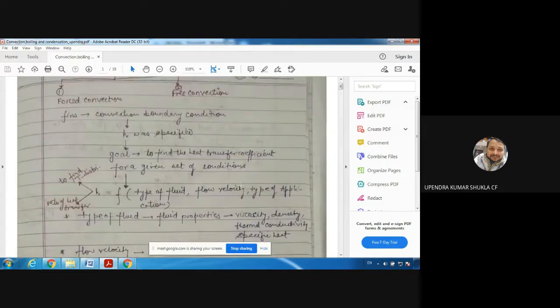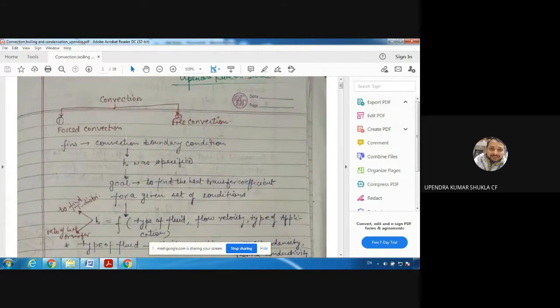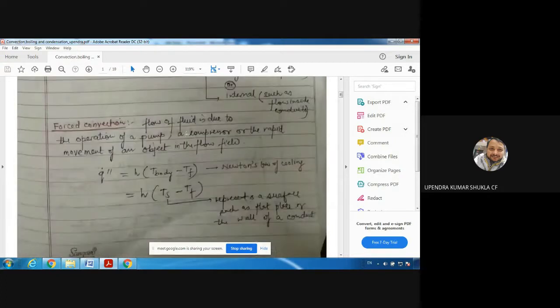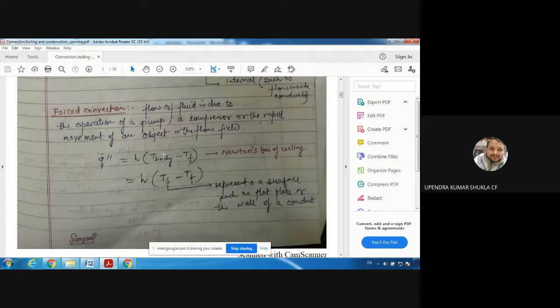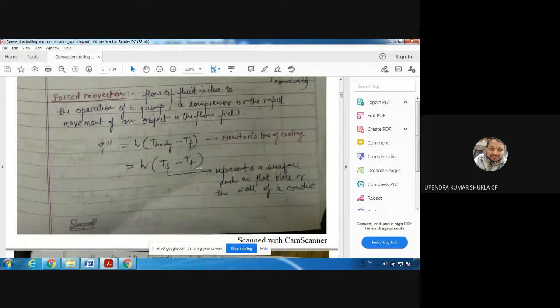Now first we will discuss forced convection. Here the flow of fluid is due to the operation of a pump, a compressor, or the rapid movement of an object in the flow field. I told you just before, and that is written in the notes. Q double dot is equal to h (T body minus T infinity). This is Newton's law of cooling. This is flux. I have not written A on the right hand side because it is divided by A on the left hand side. So it is equal to h (Ts minus Tf).